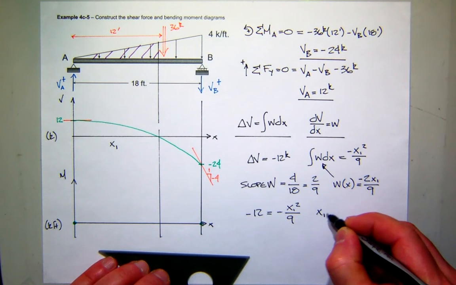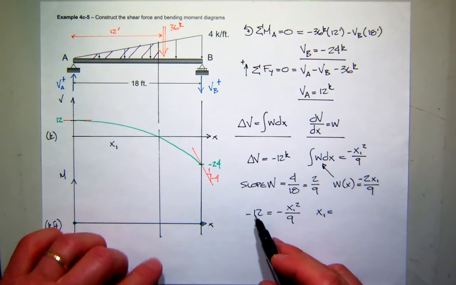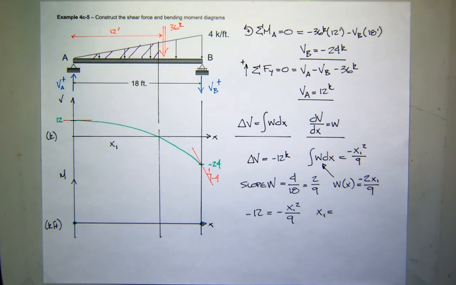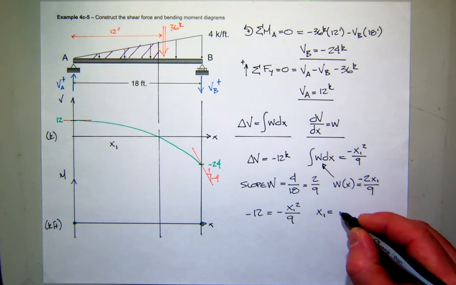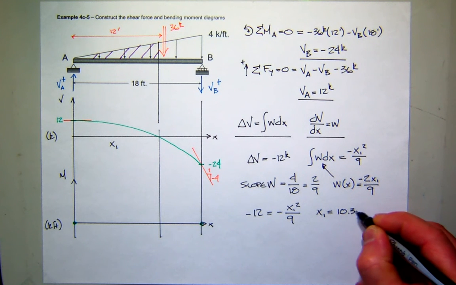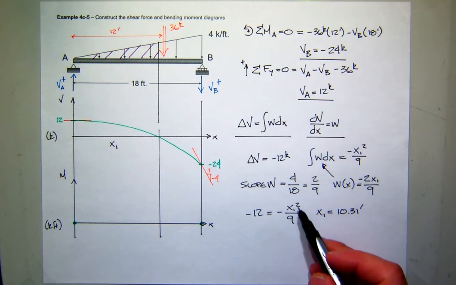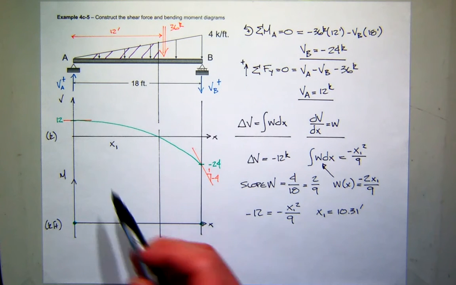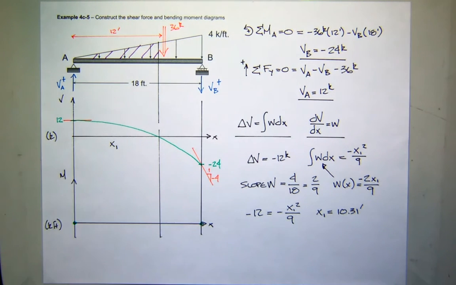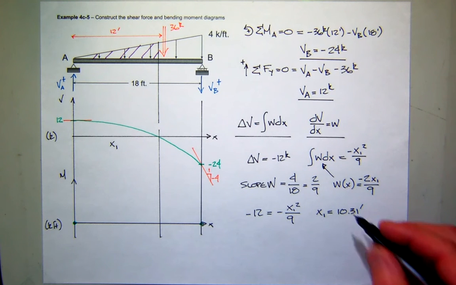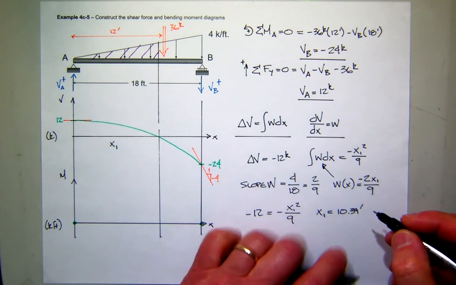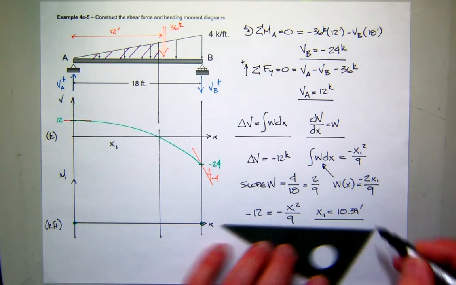So what is x1 equal to? It looks like it's going to be the square root of 108. What's the square root of 108? 10 something, right? 10.31. Now, obviously, a solution to this equation would be negative 10.39, but that doesn't make sense to us, right? It's off our beam. I don't know if it matters, but it's 10.39. Oh, 10.39, sorry.